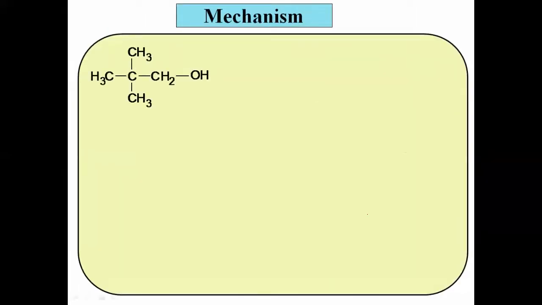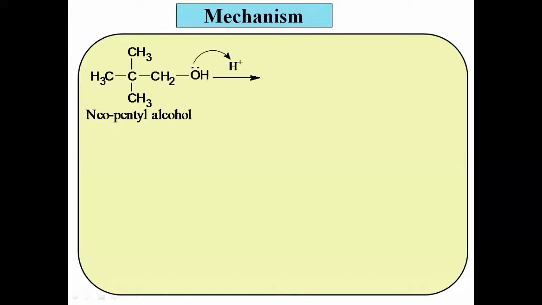This is our starting material, neopentyl alcohol. In the first step we are using concentrated H2SO4, which means acidic conditions. Therefore, in the first step, this OH group undergoes protonation. That oxygen has a lone pair of electrons. This lone pair forms a bond with that proton, that hydrogen, and this OH group undergoes protonation.